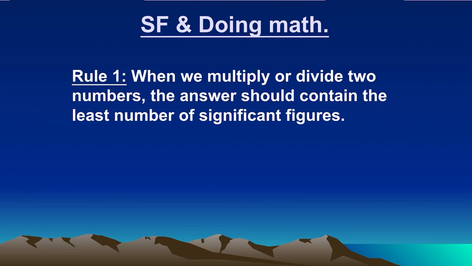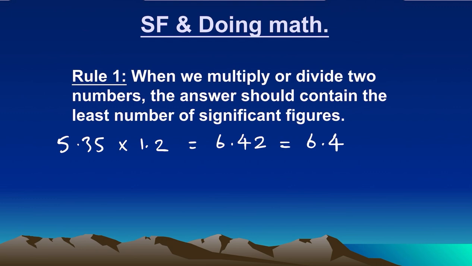So for example, you take 5.35 times 1.2. When you multiply these two in your calculator, you're going to get 6.42. But this is not the final correct answer. The right answer is 6.4.